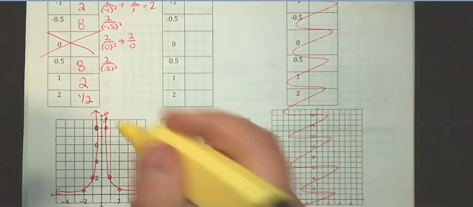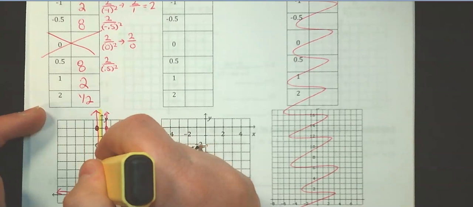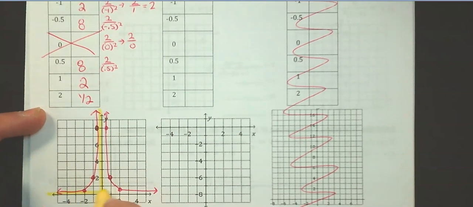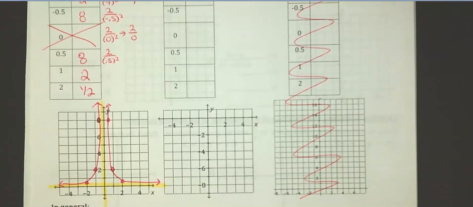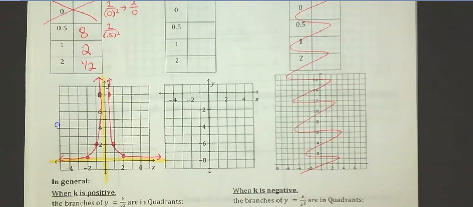And I'm just going to grab my highlighter real quick. The y-axis and the x-axis are your asymptotes here. So x equals 0 and y equals 0. And I know I don't have the space for this, so forgive me. Let me just jot this down though.